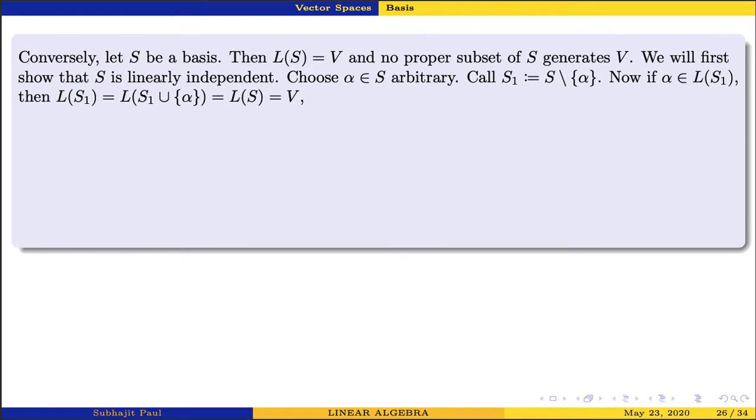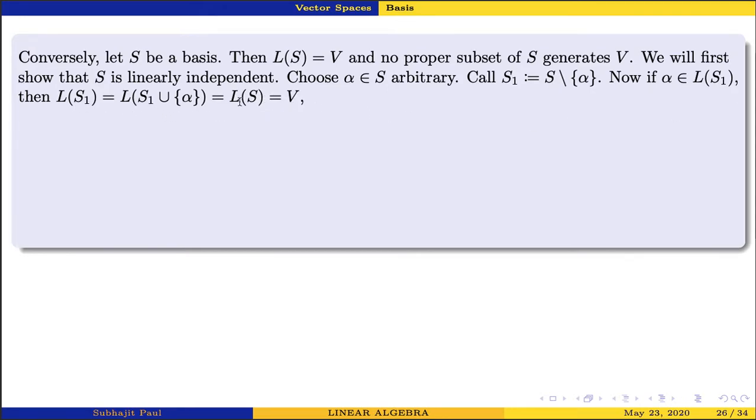Fine. Now, if alpha belongs to L(S1), then L(S1) is L(S1 union alpha). By that exercise, remember, we are assuming alpha is from the linear span of S1. If we attach alpha to that S1, we do not get anything extra in the linear span. So the linear span of S1 is the linear span of S1 union alpha, and S1 union alpha is nothing but S, and this is L(S), so this is equal to V.